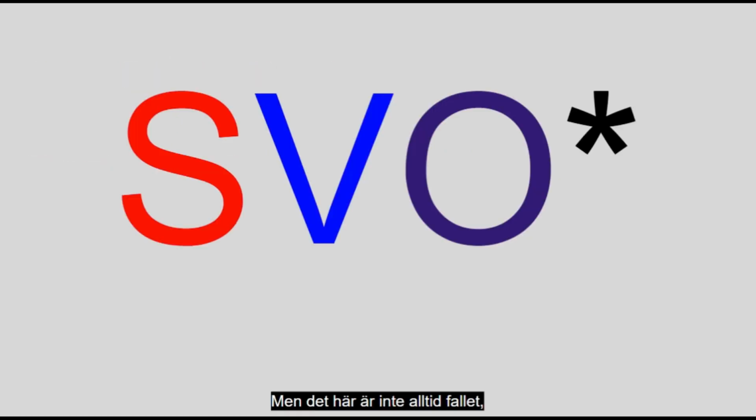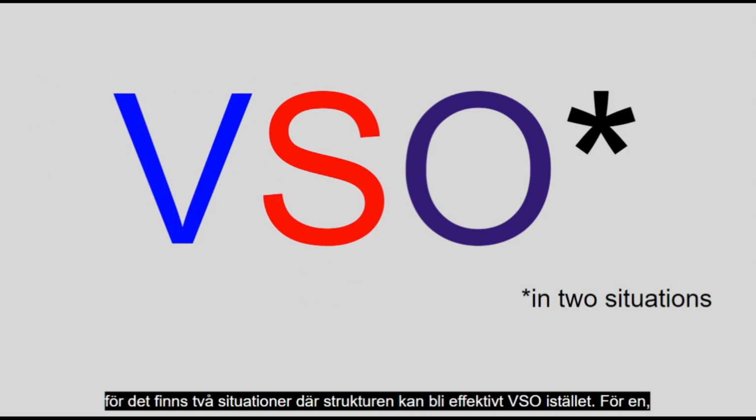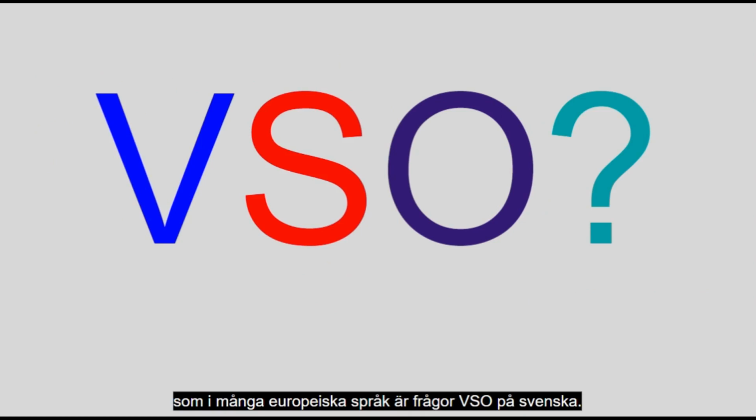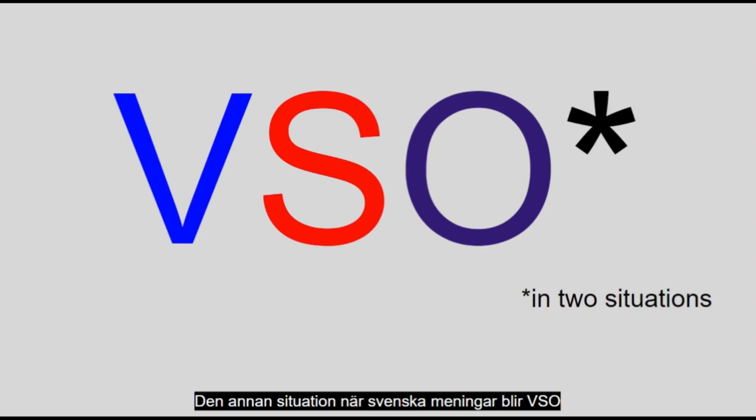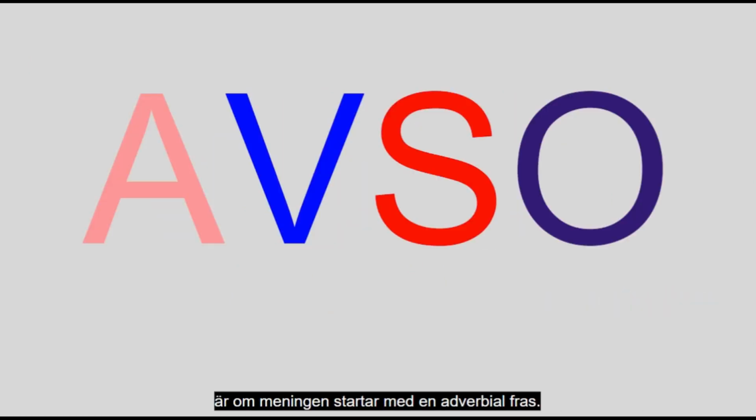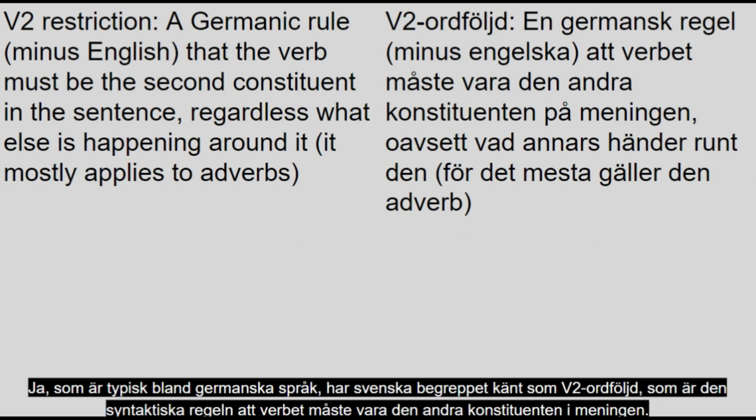However, this isn't always the case, as there are 2 situations in which the structure can effectively become VSO instead. For one, like in many European languages, questions are VSO in Swedish. So our example sentence as a question would be Äter valen fiskar i havet? The other situation in which Swedish sentences become VSO is if the sentence begins with an adverbial phrase. Yep, as is typical among Germanic languages, Swedish has the concept known as V2 restriction, which is the syntactic rule that the verb must be the second constituent in the sentence.